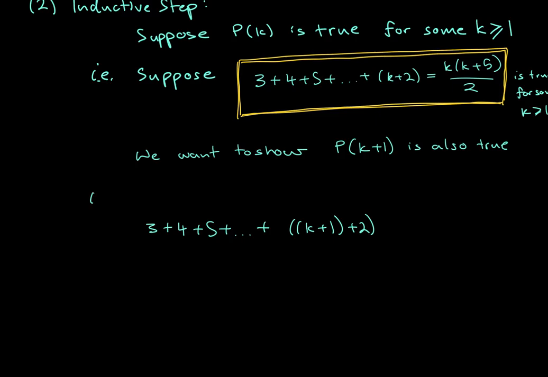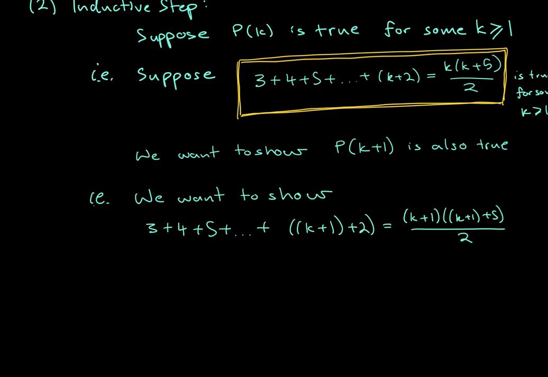All right, in other words, we want to show this is simply P of k plus 1 is equal to, so I'm replacing all of these k's with k plus 1. That will look like this: k plus 1 times k plus 1 plus 5, all divided by 2. I also replaced this k with k plus 1. So we want to show, I am not assuming that this is true, I am hoping that this is true. All right, this is really important.